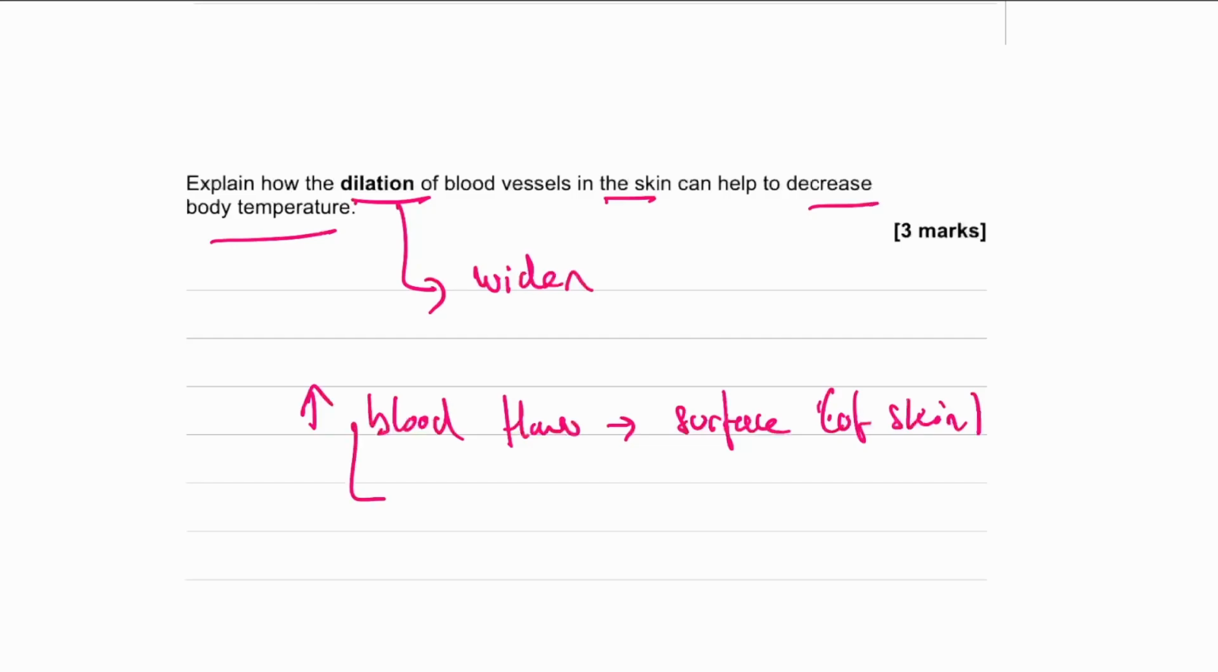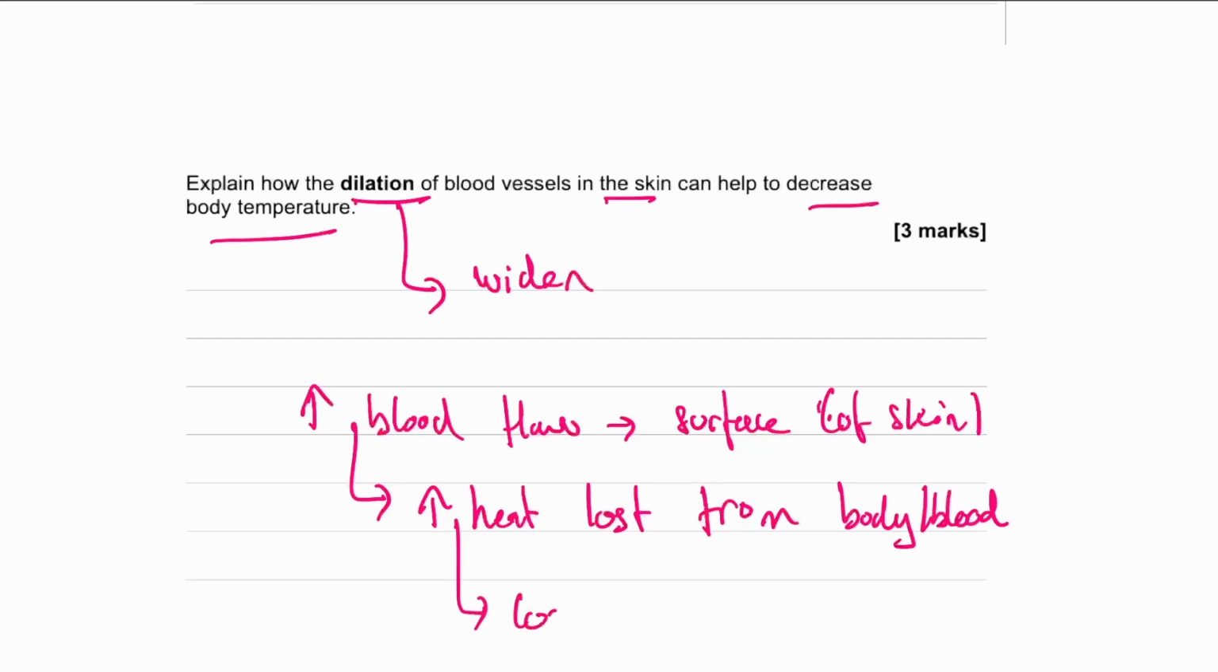So what you can say here is you lose more heat energy. So more heat lost from body / blood. And then the final point is this cools down the blood. So you have cooler blood and therefore a cooler body, okay? Because the blood then flows around your body and cools down that body as well because it's cooler. Okay, let's move on.